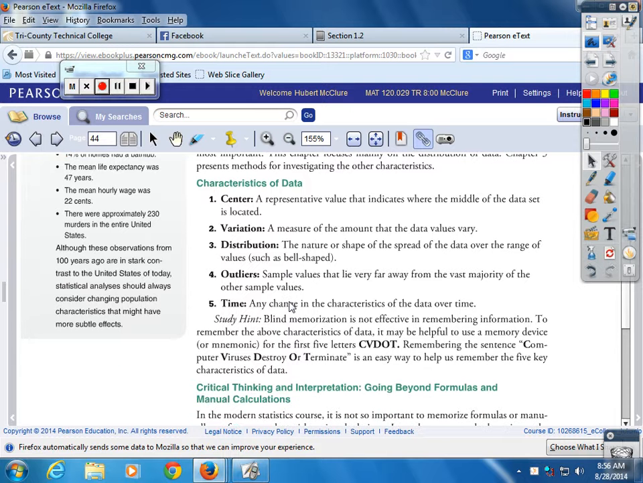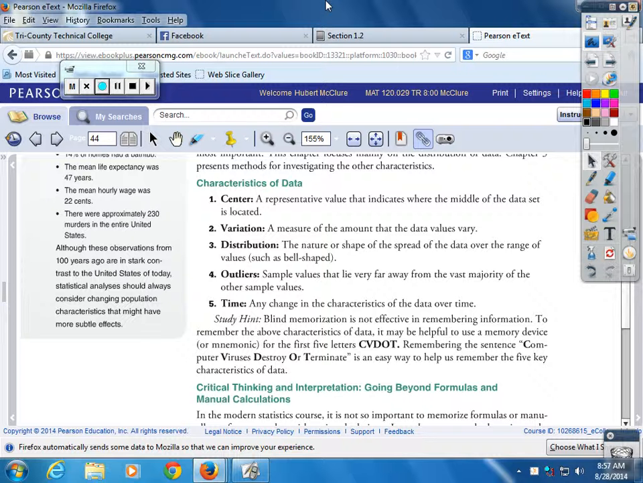All right, write these down. Page 44. Center. Unit circle. Variation. Distribution, outliers. I'm not worried about time. Everybody knows what time is. Write those first 4 down. In statistics, the most important thing is how close you are to the what? Center. And that tells you everything.